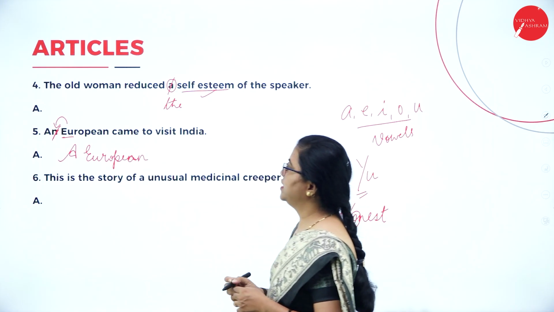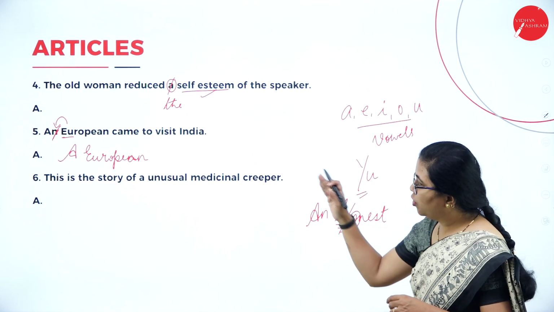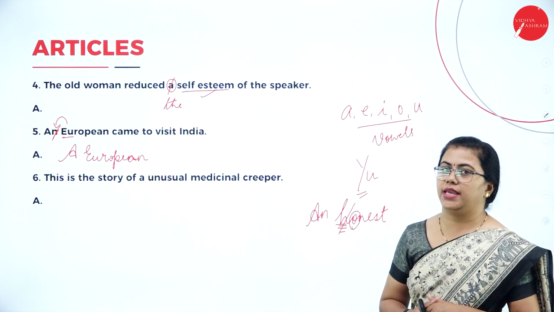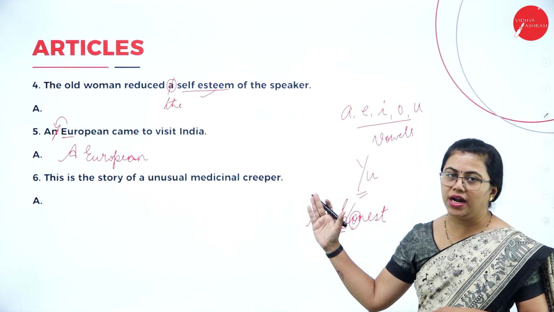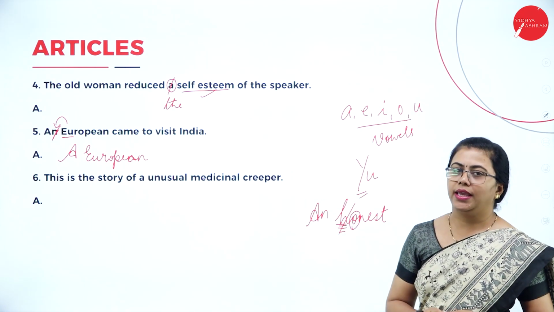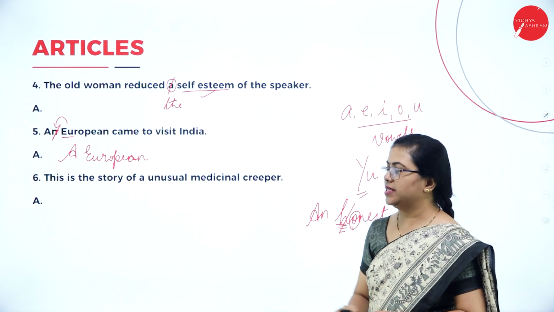came to visit India. Fine, you can also correct it as "Europeans came to visit India." But since we are talking about the usage of articles, you can write "A European came to visit India." Okay, so this is a perfect sentence.